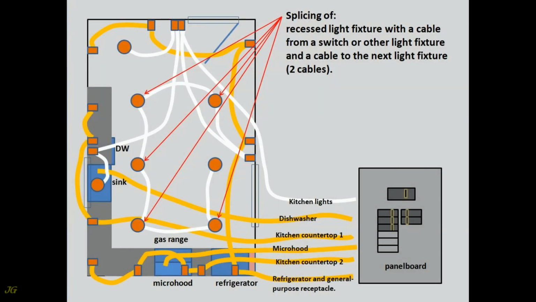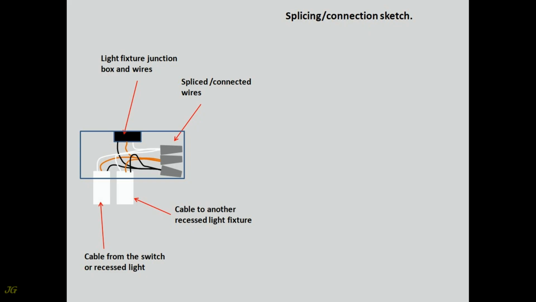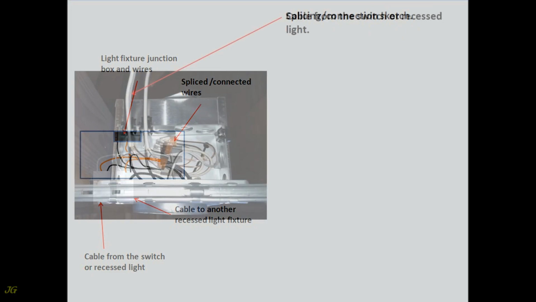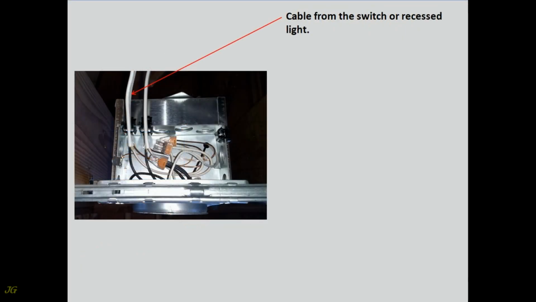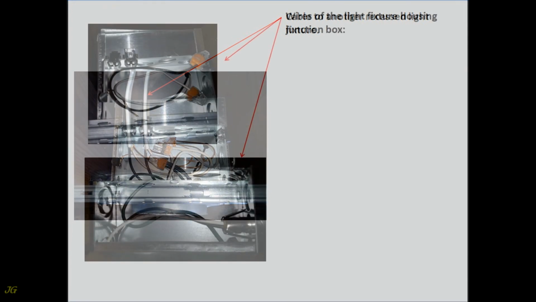Splicing of recessed light fixture with a cable from a switch or other light fixture and a cable to the next light fixture. 2 cables. Splicing connection sketch. Cable from the switch or recessed light. Cable to another recessed light fixture.